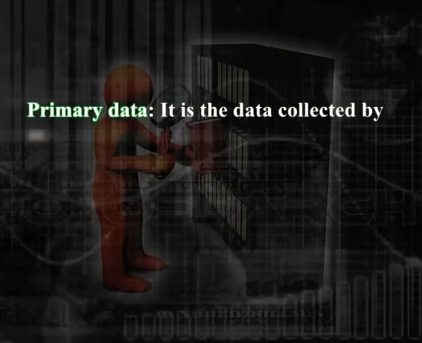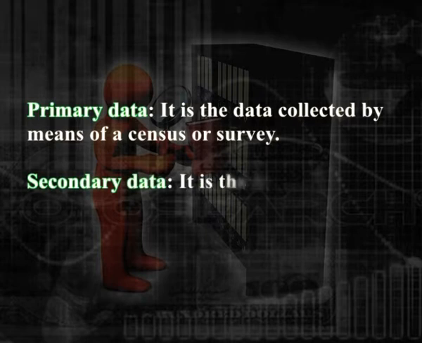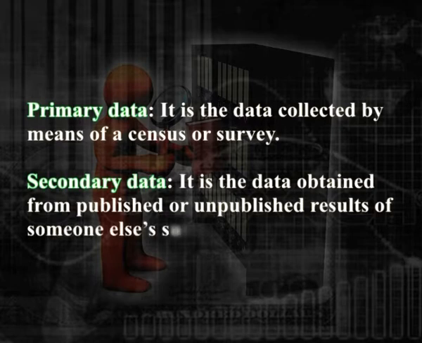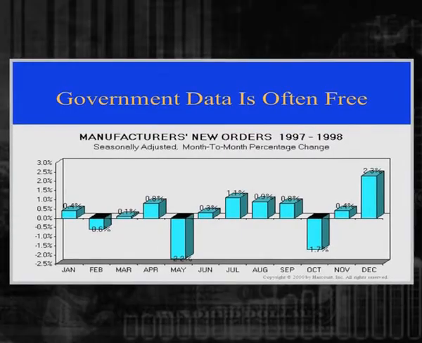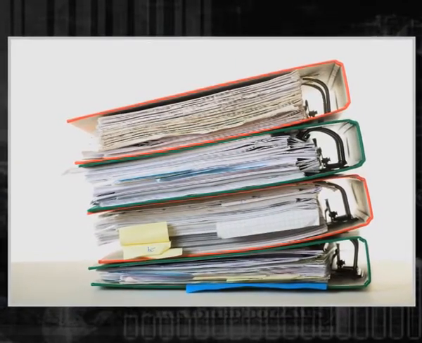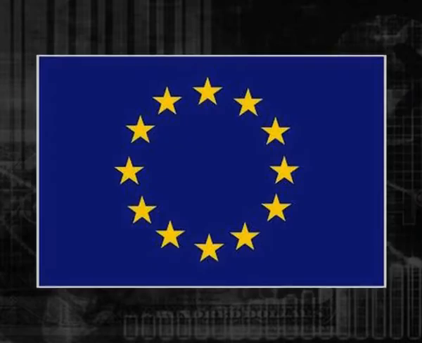Primary data is the data collected by means of a census or survey. Secondary data is the data obtained from published or unpublished results of someone else's survey or census. Whenever data is needed on a particular field of inquiry, it is always better to see whether any data have already been collected for the same, as this is very much cheaper than having to collect data afresh. The main sources of secondary data may be government departments, trade association companies, published statistics of UNO, EEC, etc.